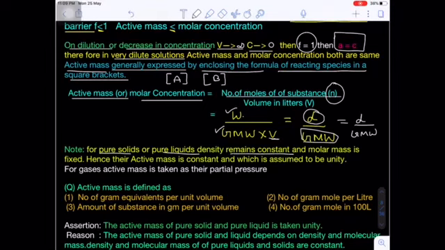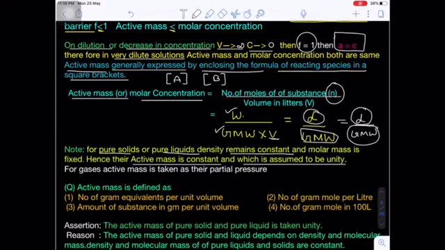Why? Do you know the density of a solid or liquid is fixed? Okay, and their molar mass is also constant. So the ratio between the two constants is again a constant. That's why the active mass corresponding to pure solids and pure liquids is taken as constant, and this constant is assumed to be unity for calculation purposes. Okay, so we should not consider the active mass of the pure solids and pure liquids.